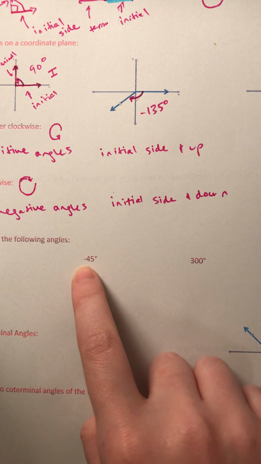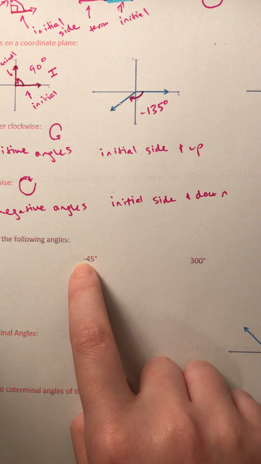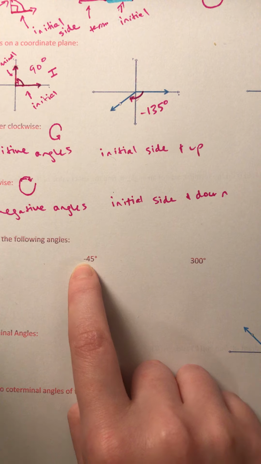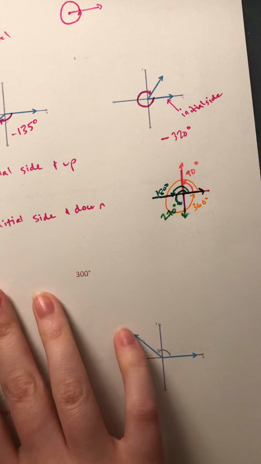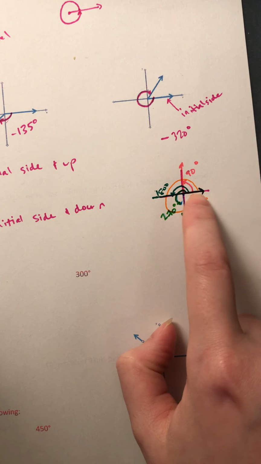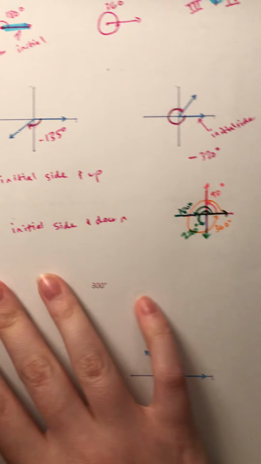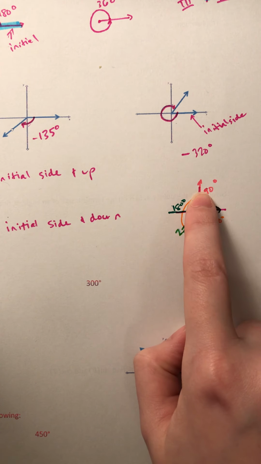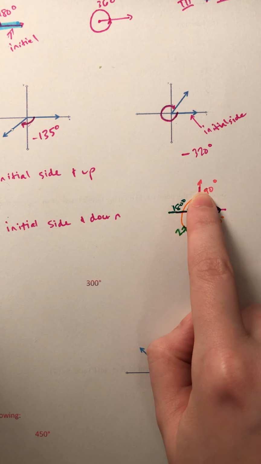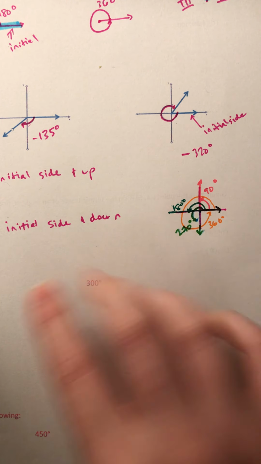Negative 45 degrees. The first thing we probably notice here is the negative. So if it's negative, you need to ask yourself, which direction are you going? So you start on the x-axis always here. Are you going to go up or are you going to go down? And 45 degrees. Well, the first chunk that we know is 90. Is 45 greater than 90 or less than 90? So where do you think that's going to live?